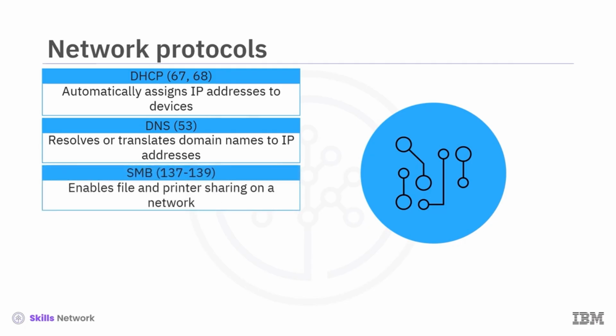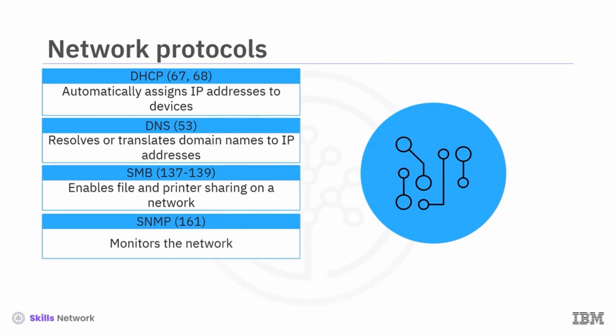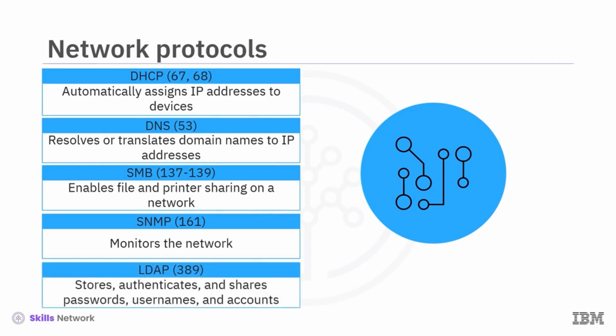Server Message Block, or SMB, enables sharing files and printers on the network. The default ports for SMB are 137 through 139. Simple Network Management Protocol, or SNMP, monitors the network. The default port for SNMP is 161. And Lightweight Directory Access Protocol, or LDAP, allows directory services to store and authenticate passwords, usernames, and accounts and share them over the network. The default port for LDAP is 389.